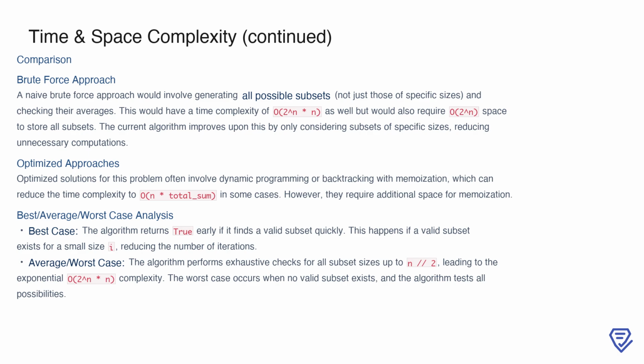Looking at best, average, and worst-case scenarios, the algorithm performs best when a valid subset is found early, avoiding exhaustive checks. On average and in the worst case, the algorithm needs to test all subset sizes up to n/2, leading to the exponential 2 to the power of n * n complexity. The worst-case scenario occurs when no valid subset exists, requiring the algorithm to exhaust all possibilities.